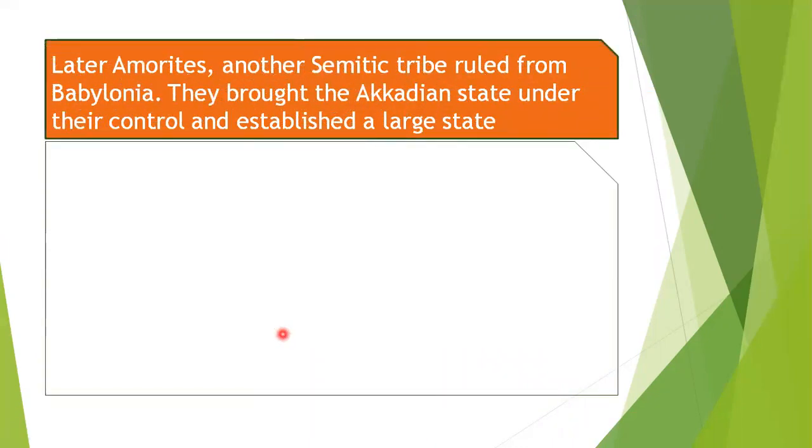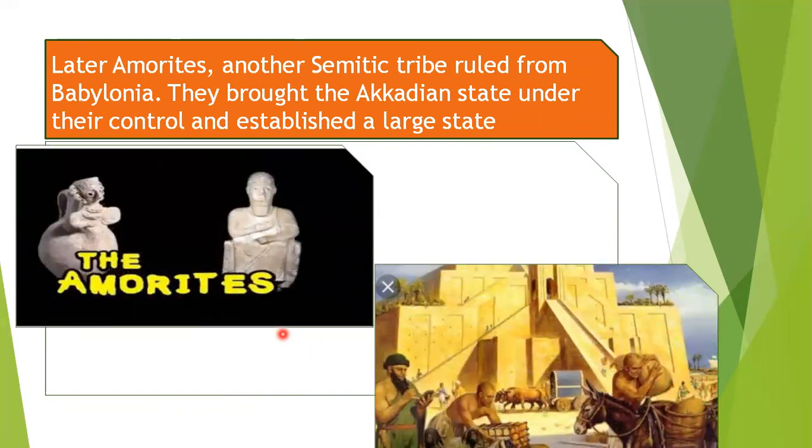Next, children, we have to move on. After the first Sumerians and Akkadians, later the Amorites came to rule. They were one of the Semitic tribal peoples, and they are all tribal people only. They ruled Babylonia in Mesopotamia. They brought the Akkadian state under their control. Hammurabi brought the Akkadian states under his control and established a large state. Understood? The Akkadians had ruled before, but they stayed under their control, and they established a large state.